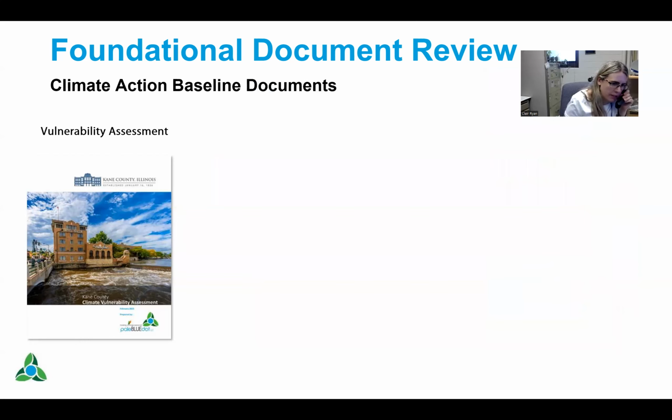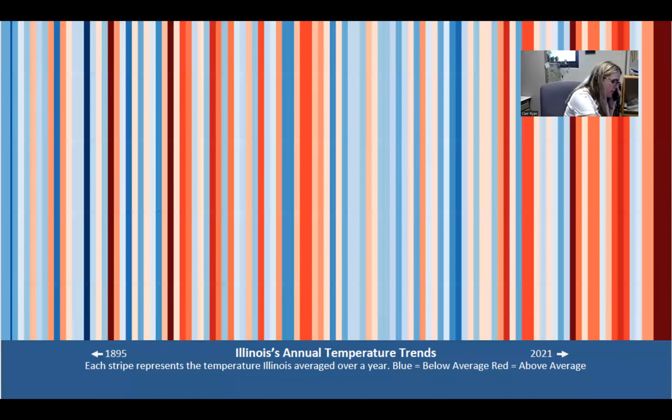To give you a sense of what's in these documents, I'm not going to go into them in any great depth, but if anything piques your interest, you can look into it further. All of these resources are on the team page. The vulnerability assessment, just starting off, I love these graphics. This is called climate stripes. You may have seen this before. This is every year's average temperature compared to each other for the state of Illinois since 1895. If it's a red year, it means it's warmer than average. If it's a blue year, it's cooler than average.